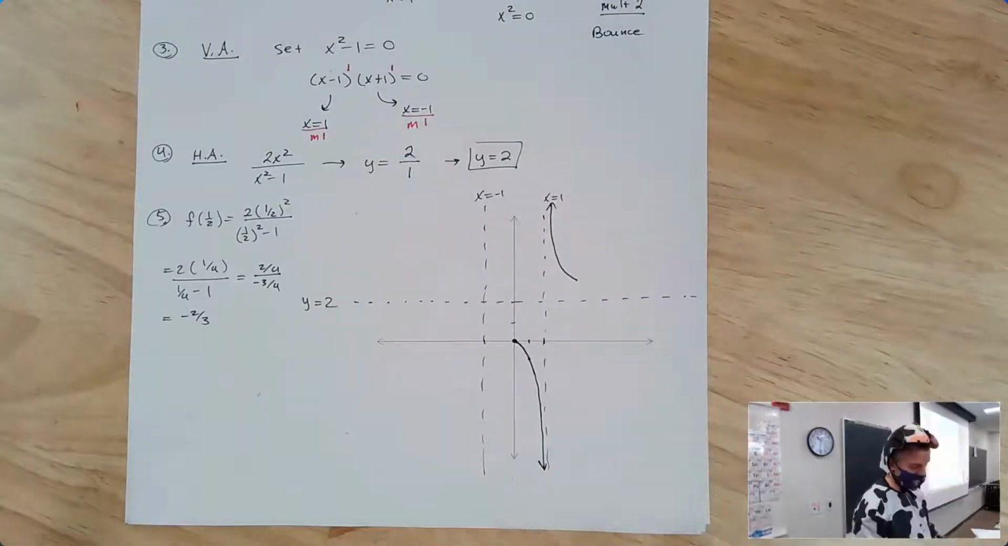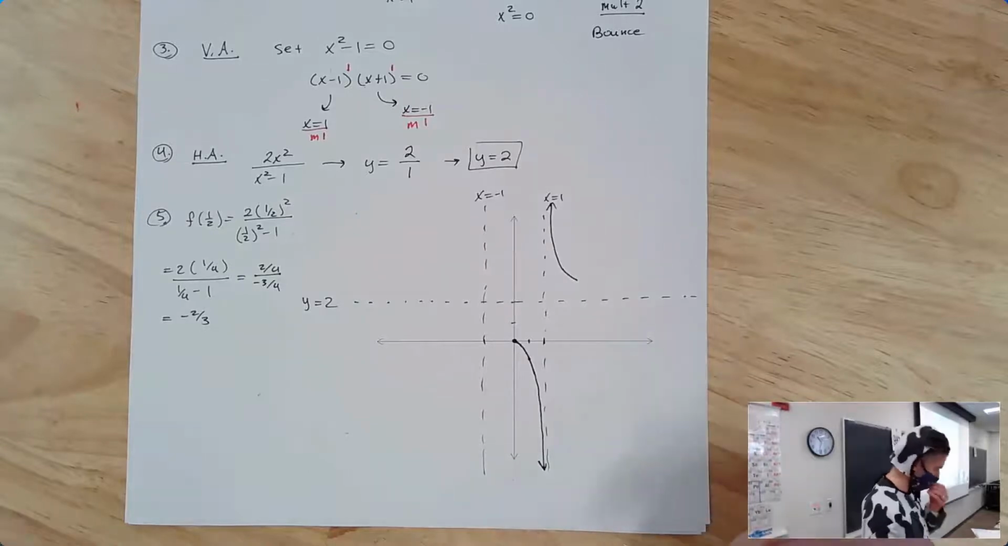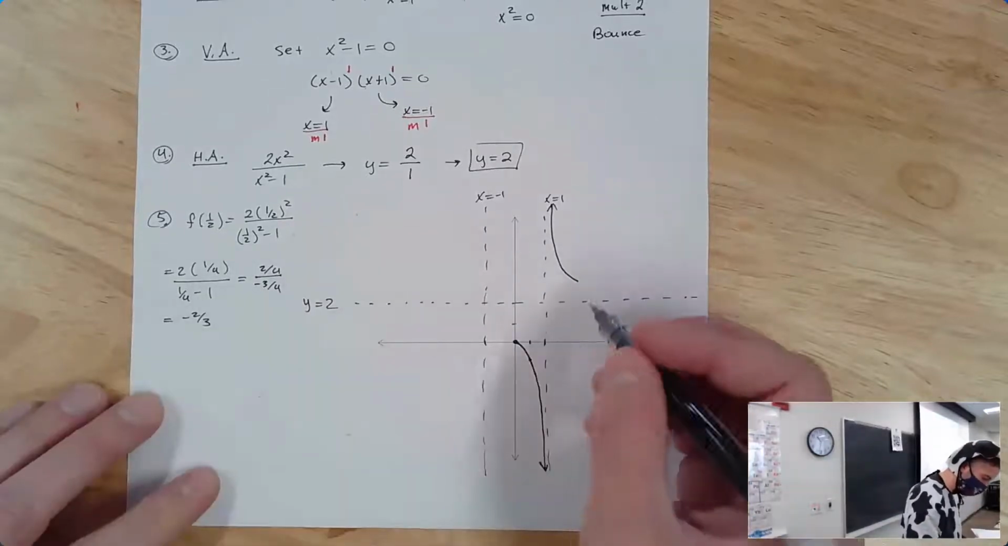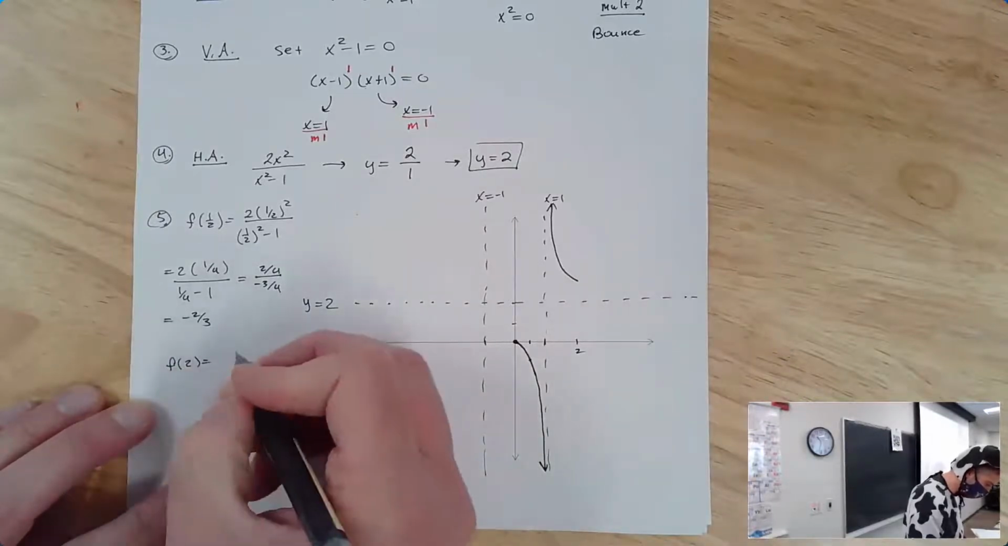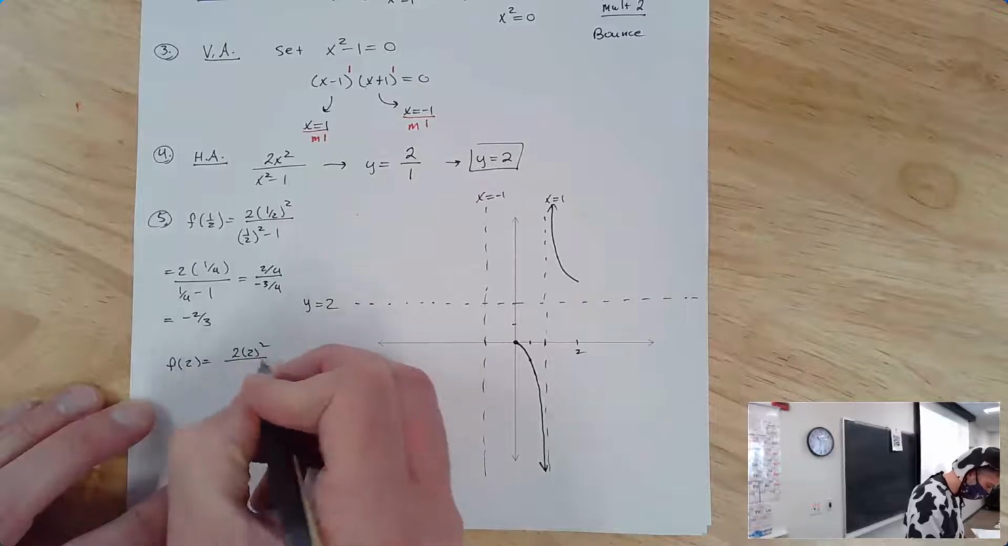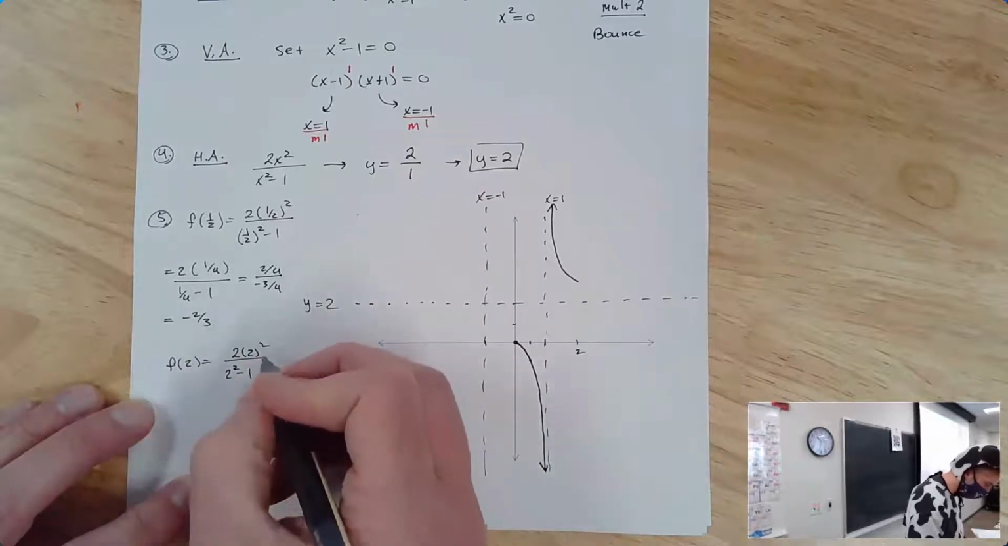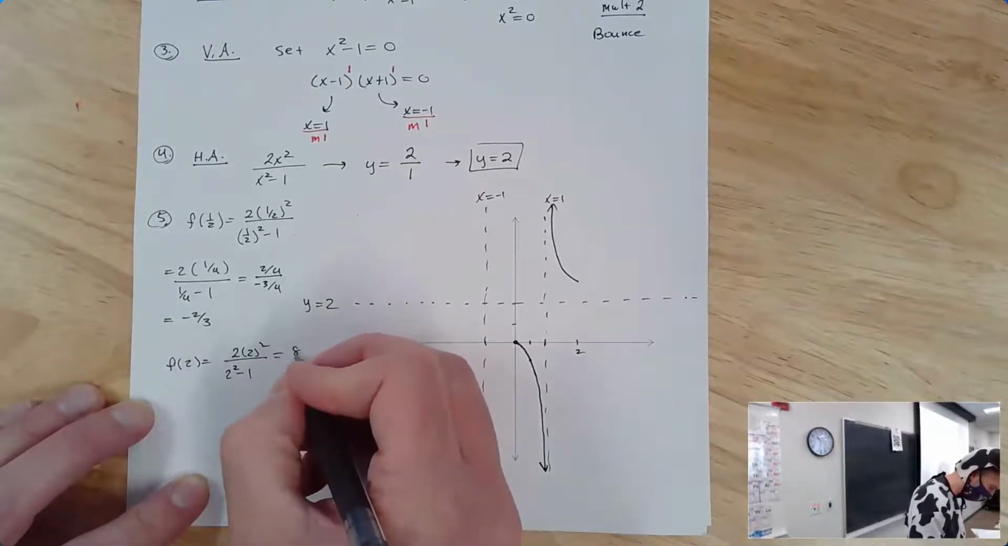Now, if you don't like that, I totally understand, because I don't always like saying it. Another thing you could do, which is totally fine, is just to plug in something like 2. If you plug in 2, f of 2 is going to be 2 times 2 squared over 2 squared minus 1, which is 8 over 3, which is positive.